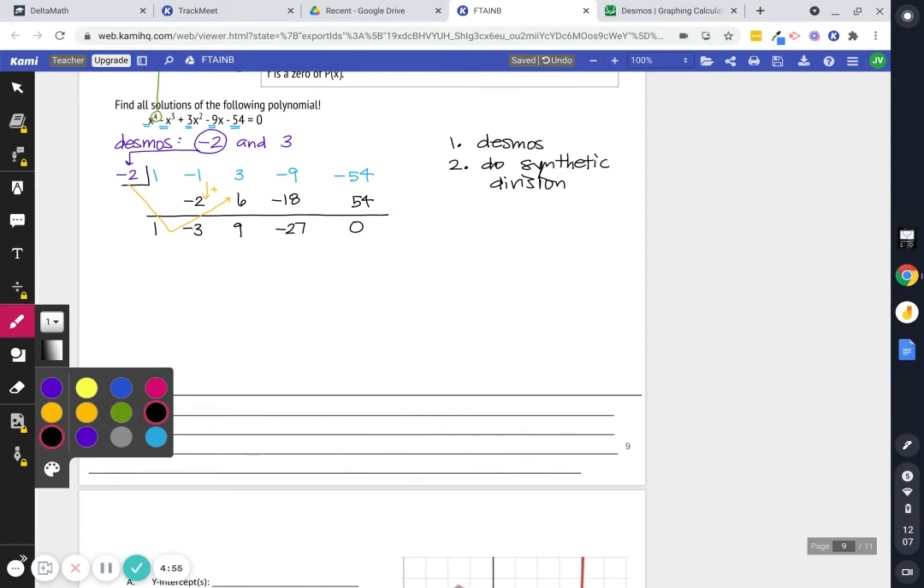And I have to do synthetic division for each Desmos answer. So that means I'm going to take these new numbers, I'm going to put them in with a 3, and do it for 3. So I'm going to go through that same process. I'm going to bring down the 1. I'm going to multiply 3 times 1. I'm going to add together. I'm going to multiply 3 times 0. I'm going to add. Okay, and there we go.